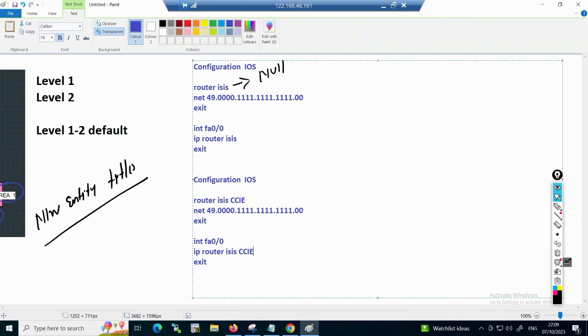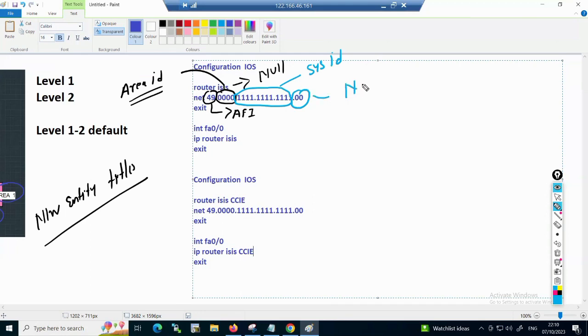The same tag you need to define over here. This is the IOS configuration. Again, this part is known as the AFI, authority format, and this part is known as the area ID. This part is known as the system ID. And this part is known as the N selector. Same thing, this is the null. This is just a tag value that I have defined.